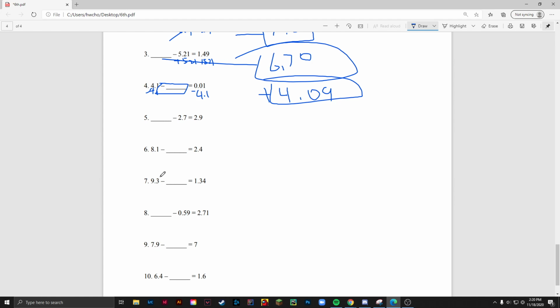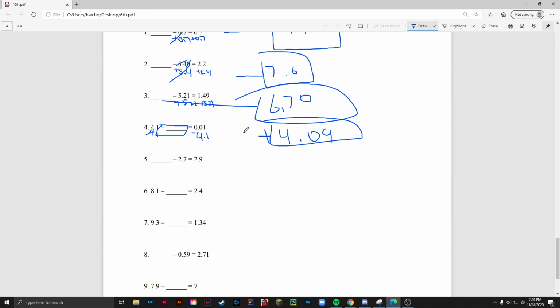Let's see, right here, number 6, similar. 8.1 minus blank equals 2.4. Well, you can do the exact same thing, or I'll show you a different way. Subtract 2.4 from here. Then what are you left with? You're left with 0. And then once you subtract 2.4 from here, I cannot draw with the mouse, then you'll get 5.7. Alright, so the answer is 5.7.